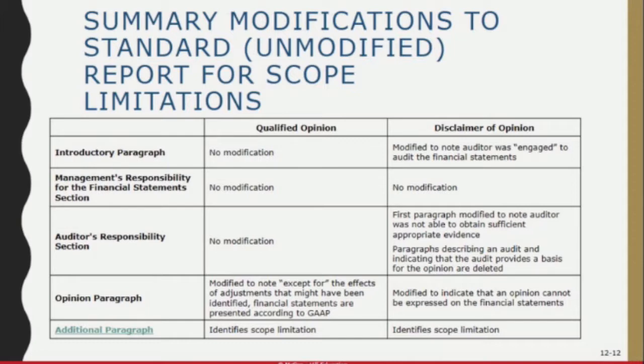So when you issue a disclaimer of an opinion, you are not giving an opinion. So even though there's this additional paragraph, you make reference to it, but you're saying we can't give an opinion because. Make sense?